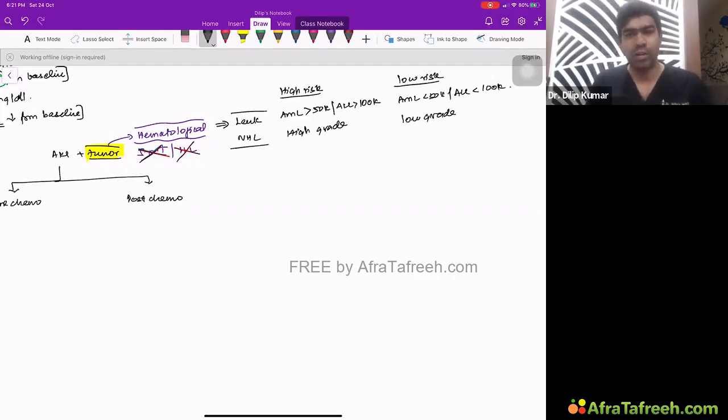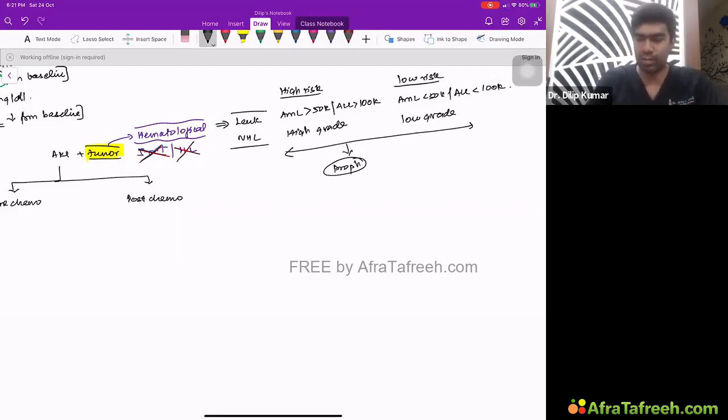Clear? Low grade including multiple myeloma. So these patients automatically you need to give a prophylaxis, whether their tumor lysis is there or not, whether hyperuricemia is there or not, automatically this patient should be given prophylaxis.